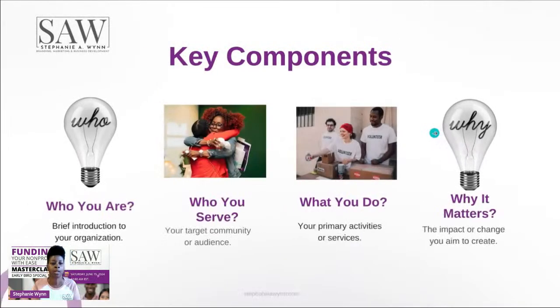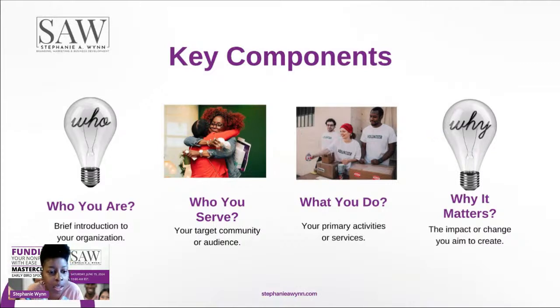Okay, so let's break down the key components of a mission statement. First, who you are. Give a brief introduction to your organization. What's the name of your organization? When was it founded? This is just some basic information: where did you start? So we were founded in 2021, we're located in New York City, whatever city and state. But who are you? Just a brief introduction to your organization.